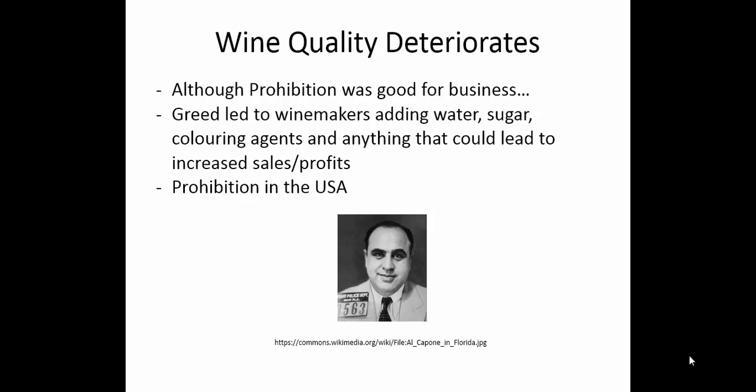There was growing demand for wine, there was growing production of wine, but the idea of quality certainly was not top of mind. Wine quality was deteriorating significantly. Prohibition was good for business. Winemakers were adding sugar, water, coloring agents, and essentially anything they could to wine to increase the quantity produced and subsequently the sales of wine and the profits of wine. And because of Prohibition in the USA, which as I mentioned ran from 1920 to 1933, it led to much bootlegging of alcohol from Canada.